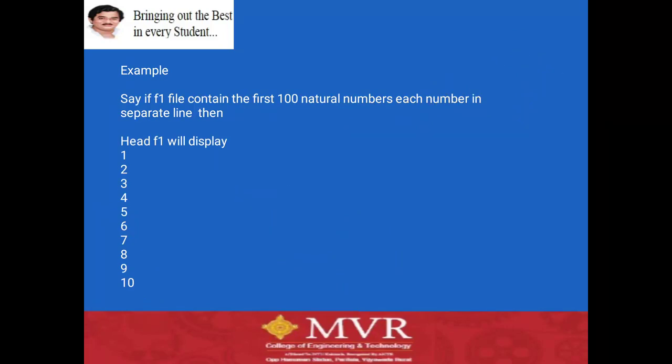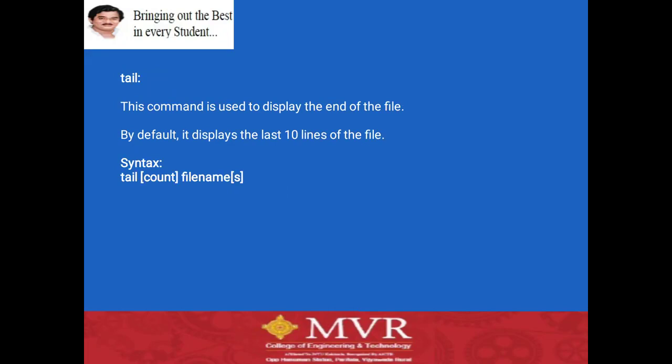And the next one is the tail command. It is very similar to head. I think by this time you will understand what tail is. As I said, head displays the top 10 lines, whereas tail displays the last 10 lines. Got it? The syntax is the same: tail file name.